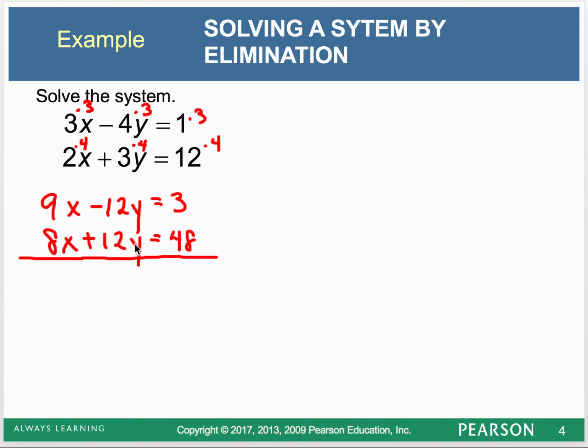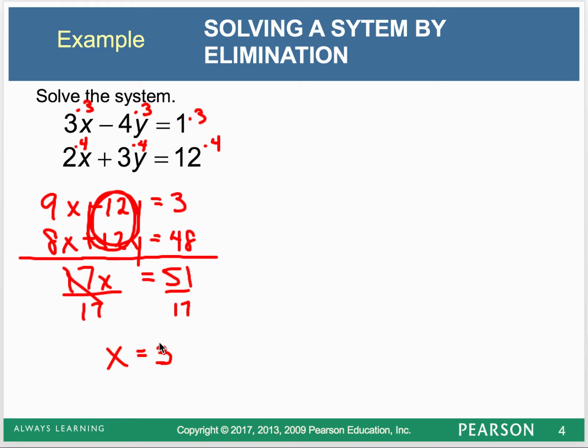Okay, just an idea why we want to try to keep our numbers as small as possible. Now, adding them together, I'll notice that this is going to add to 0 and get eliminated. So 9x plus 8x is 17x equals 51. Okay, dividing by 17, then we have x equals 3.